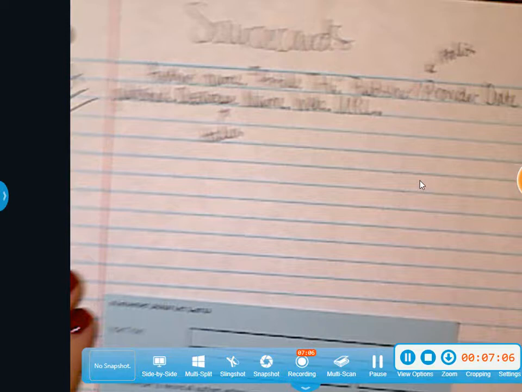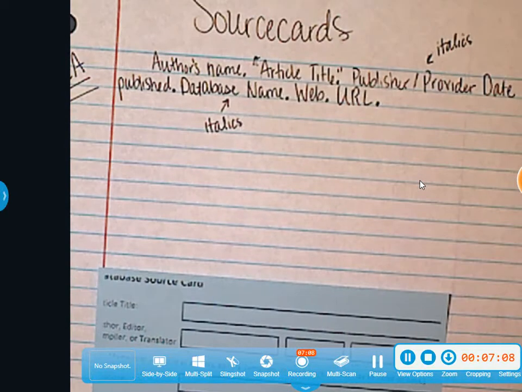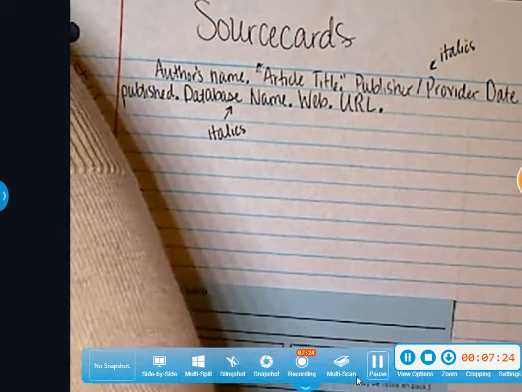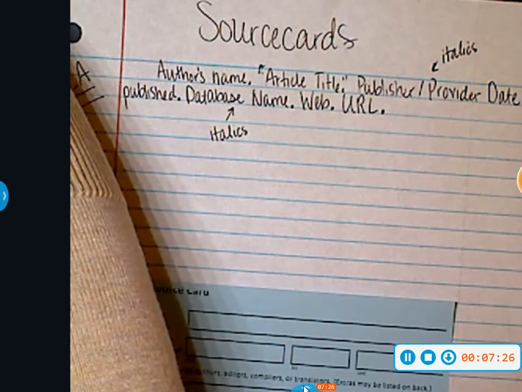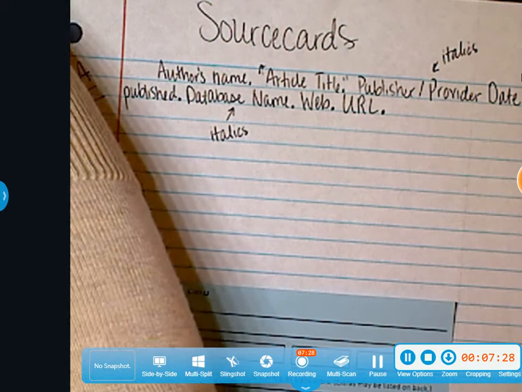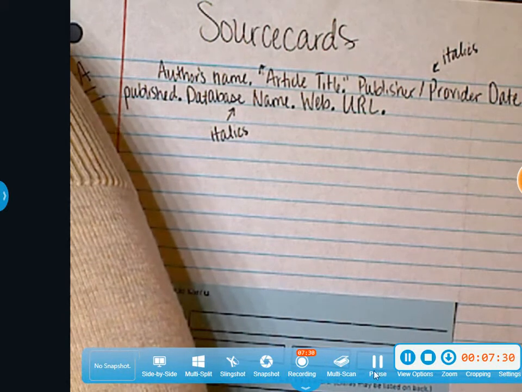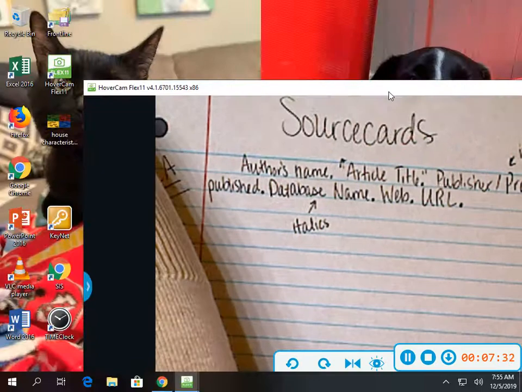So, database citations and database source cards are so incredibly easy that you're going to feel like you're doing something wrong because it's so easy. Literally all you're going to do is fill it in from the citation that's given to you in the article. So I'm going to go ahead and minimize this for just a second.